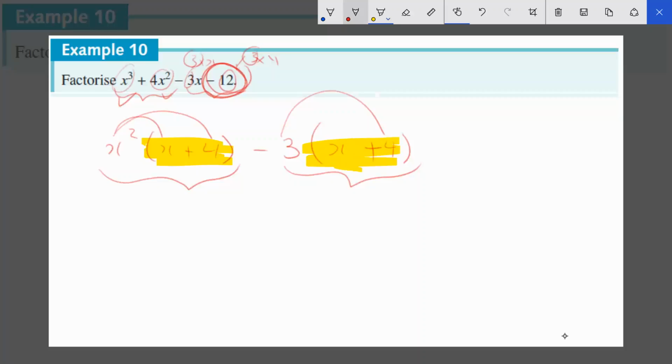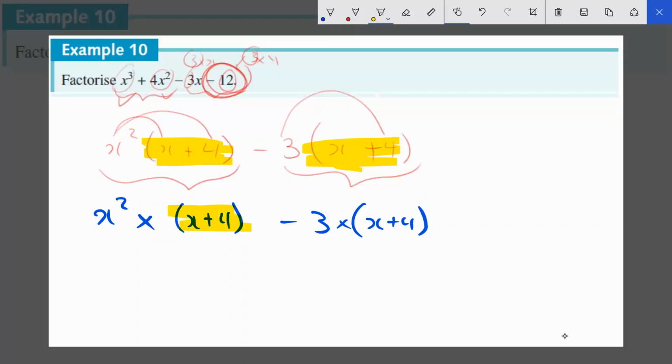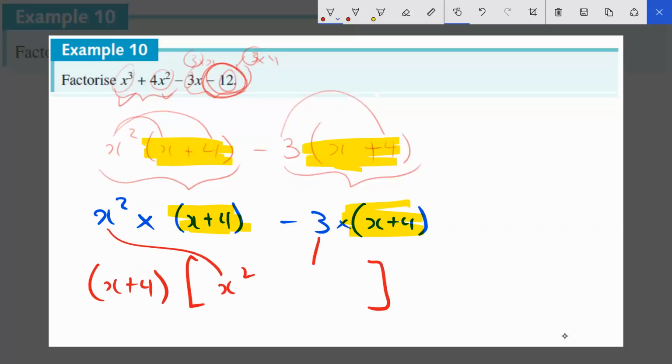You see, if you really notice it, this is just x squared times x plus 4. This is minus 3 times x plus 4. So they both have a common factor of x plus 4. So you can still do the same thing again. You can factorize these two and say, all right, well, let's take out the x plus 4, and in your other bracket, you have x squared, and you have minus 3.